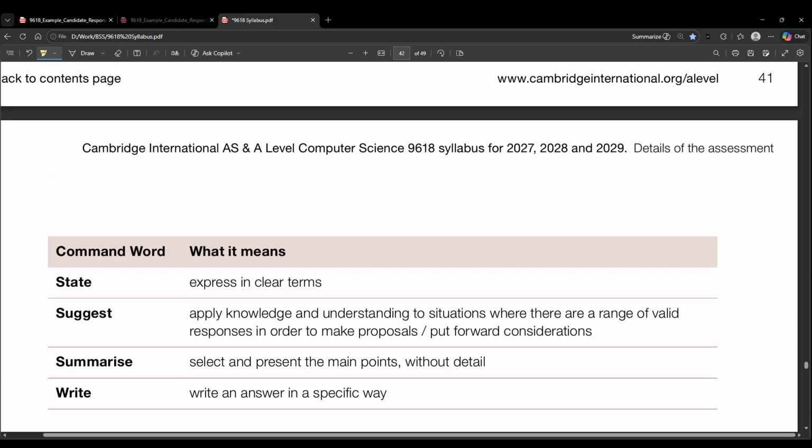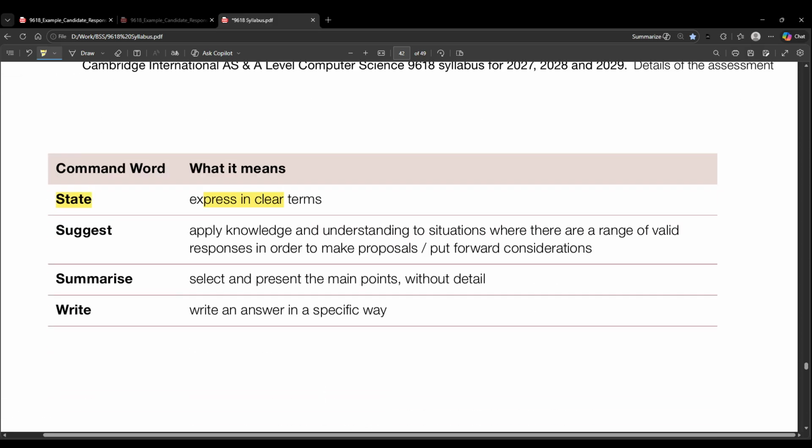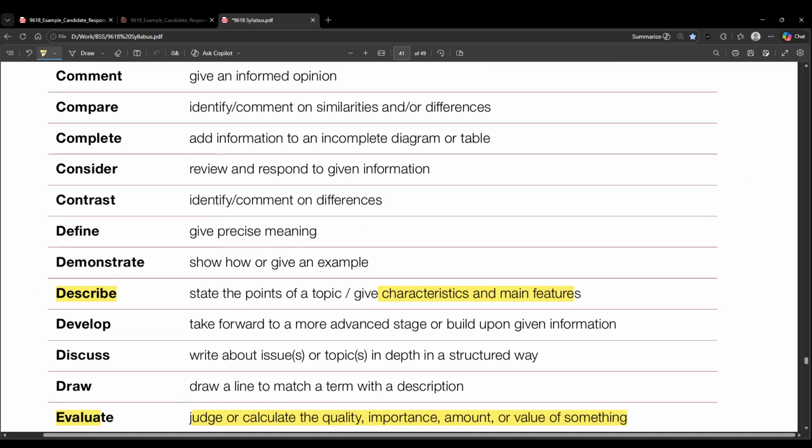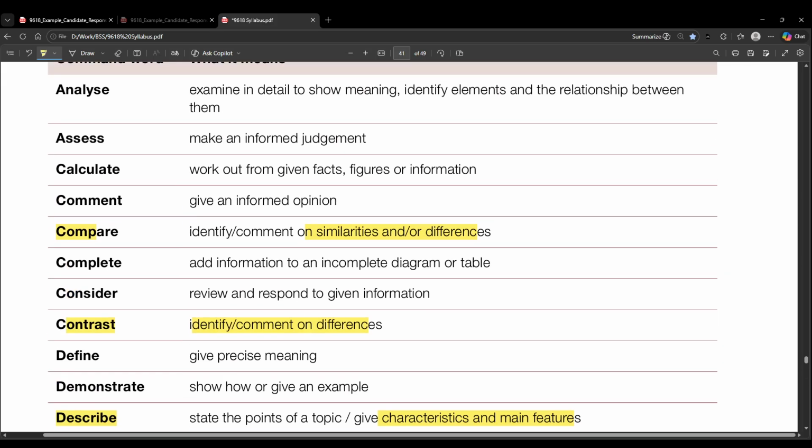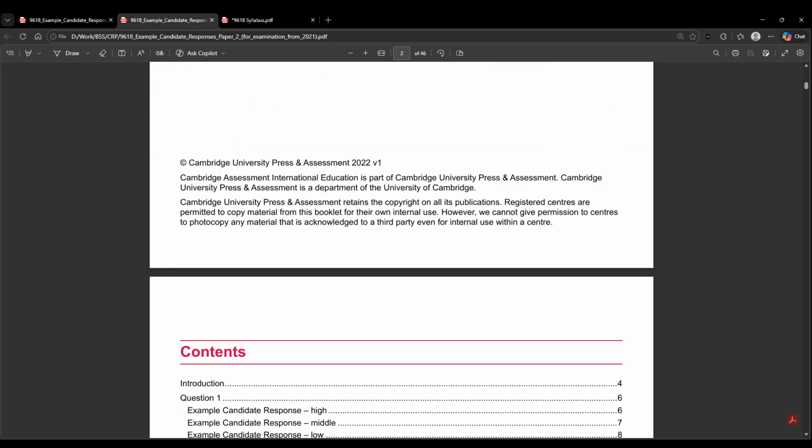Then there is the keyword state. State, you just have to write a one-liner. And when they ask you to compare and contrast, here you have to do both things. You have to comment on the similarities and differences. All right, now we move to the response booklet.